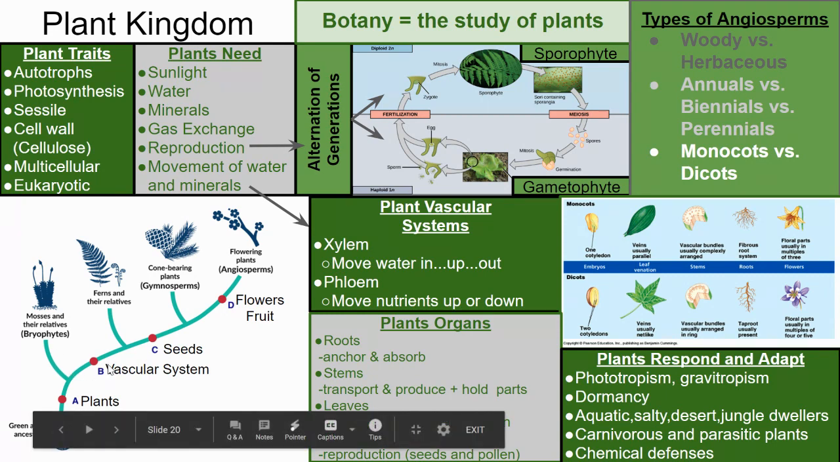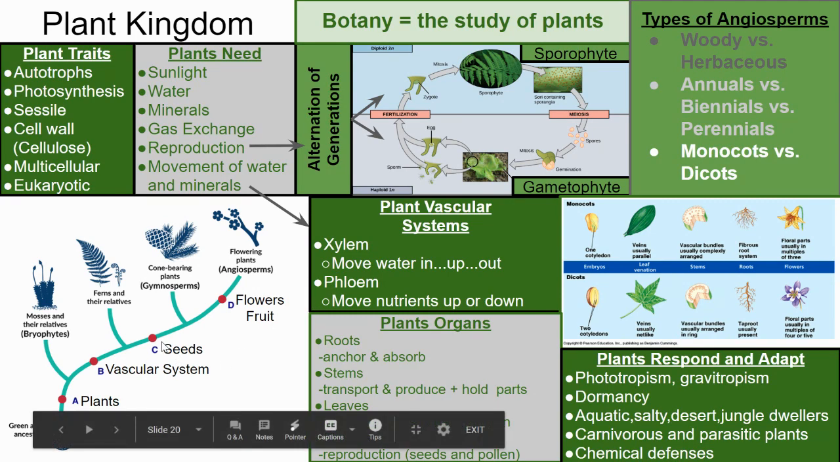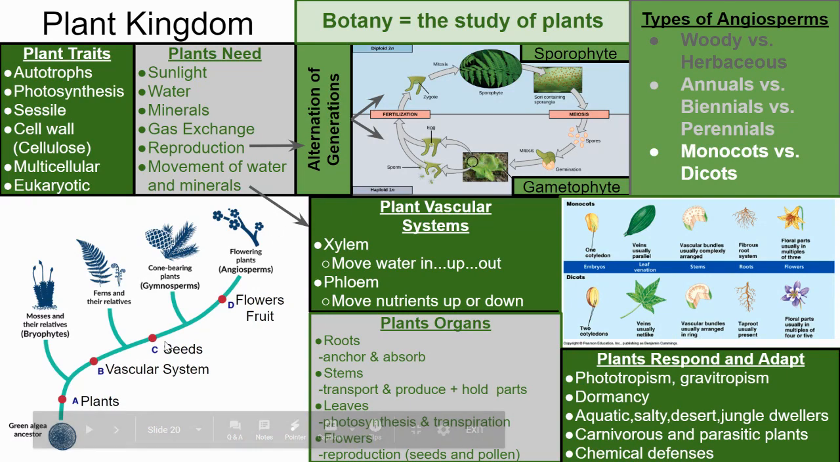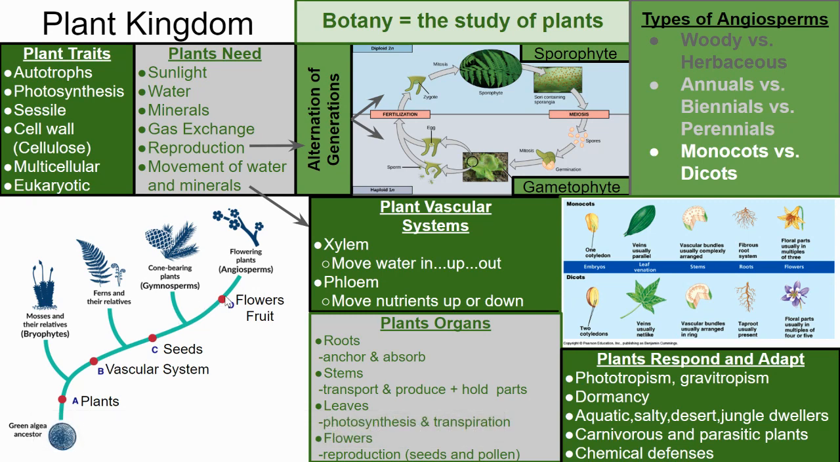When we get to this derived characteristic of a vascular system, we are able to include ferns, gymnosperms, and angiosperms in that category of having a vascular system. That means that they have xylem to move water and phloem to move nutrients. Next, we could talk about seeds as a derived characteristic. Now, ferns don't have seeds, they just have spores. They look like this. And after ferns, becoming more advanced, we do get seeds, and that includes gymnosperms and angiosperms.